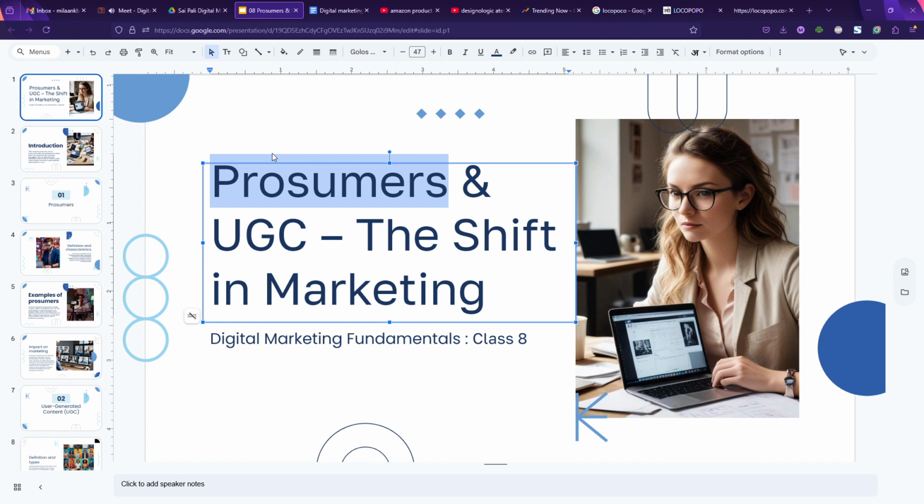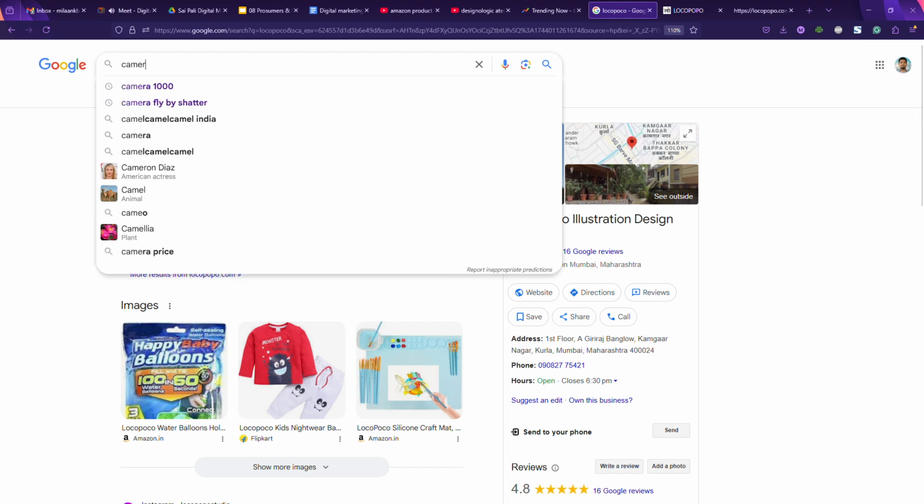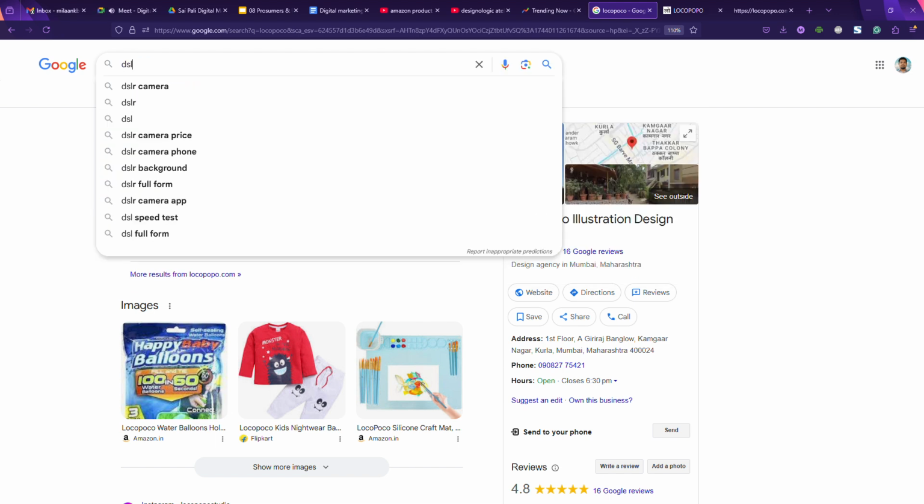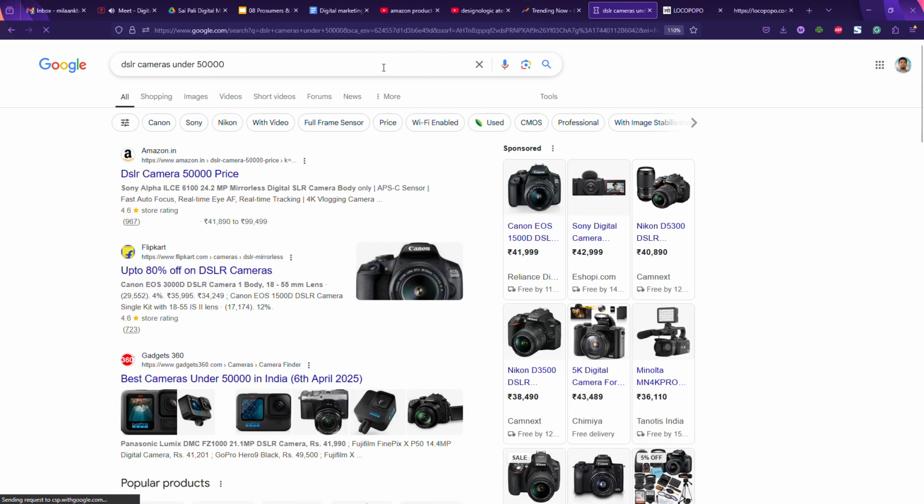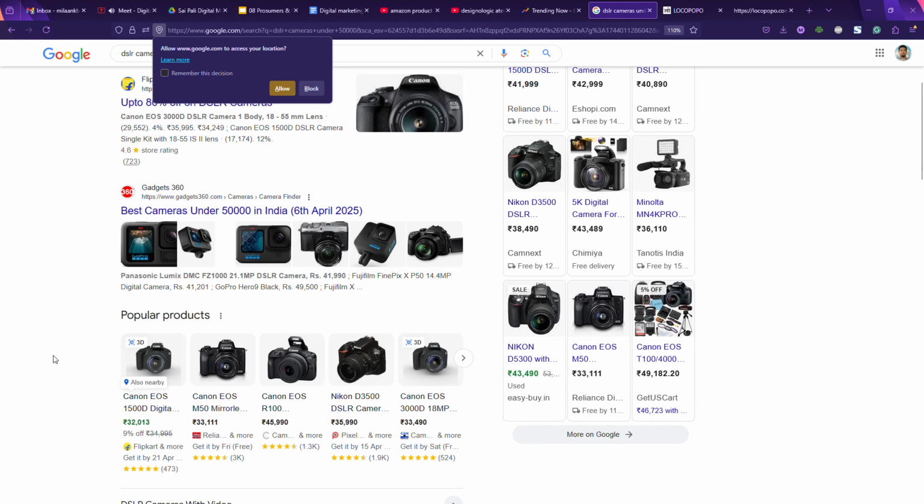When we usually buy any products, we usually go to Google, and then we will say DSLR cameras, then under, we will say our budget. Say our budget is 50,000. So we usually do a search like this. And then DSLR cameras under 50,000, we got so and so. And then we usually go to this rating, 4.6 star, 4.6 star. So this is 80% off.